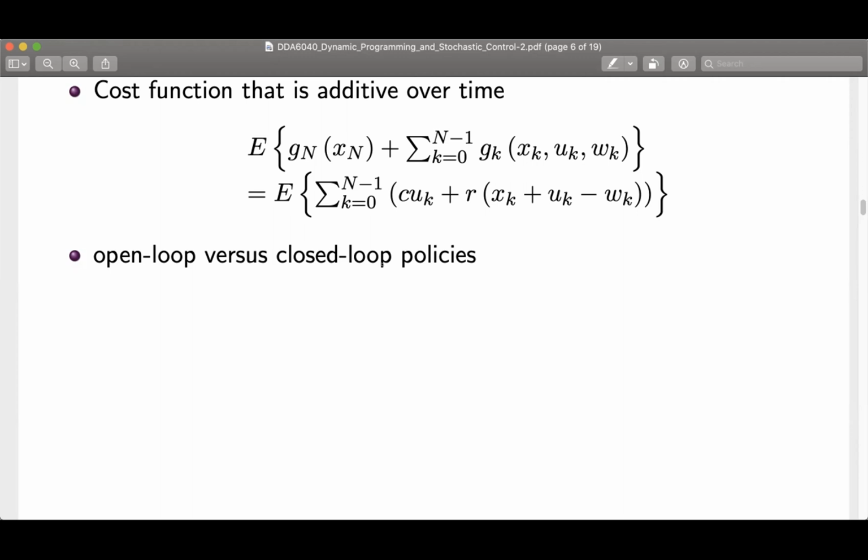So this is conceptually the difference between open loop and closed loop policy. In the homework, we will assign a problem related to the comparison of the performance between open loop policy and closed loop policy.